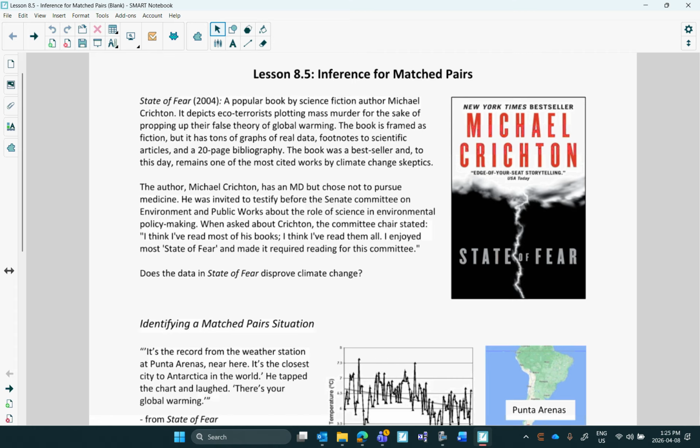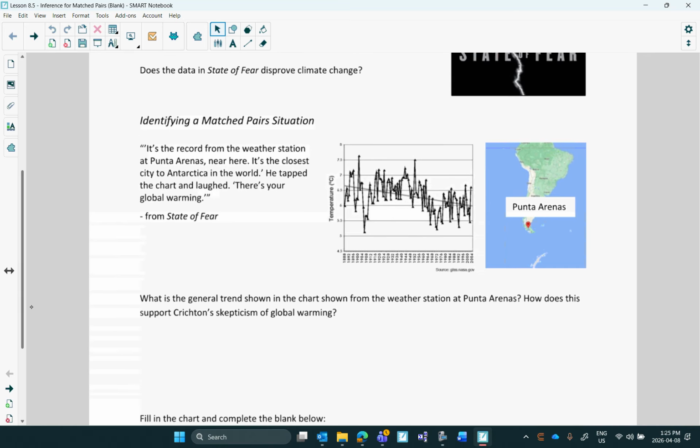So it's framed as fiction, but it does contain a lot of graphs of real data, and an extended bibliography. A lot of people read it and wondered about climate change, about global warming, including government representatives. So what we want to look at, what was pushed in the book, we want to examine: is it actually real?